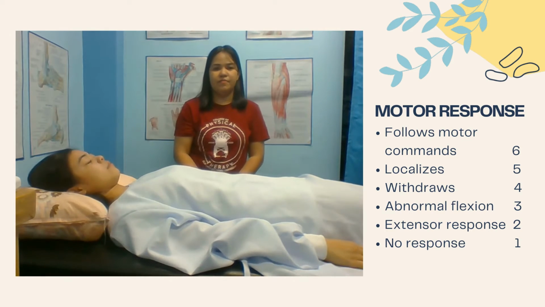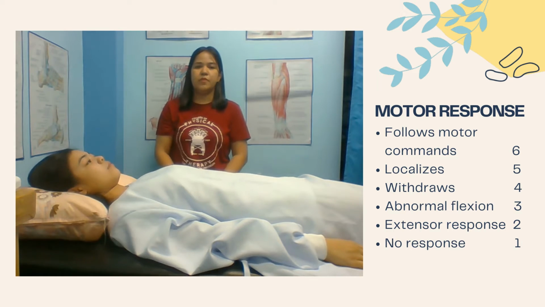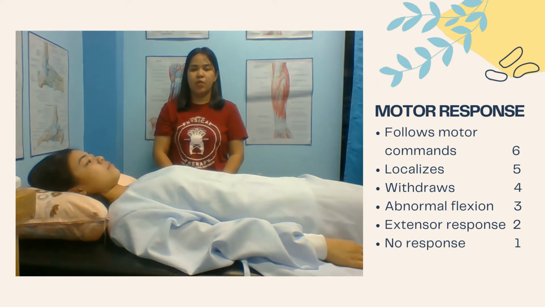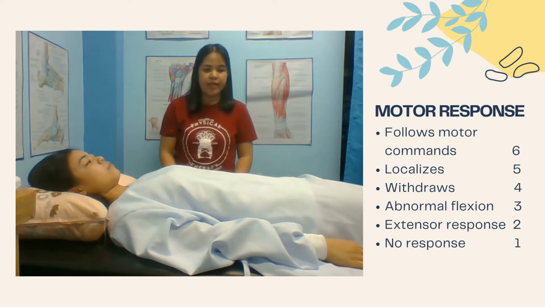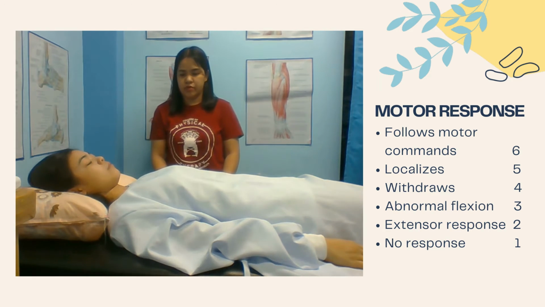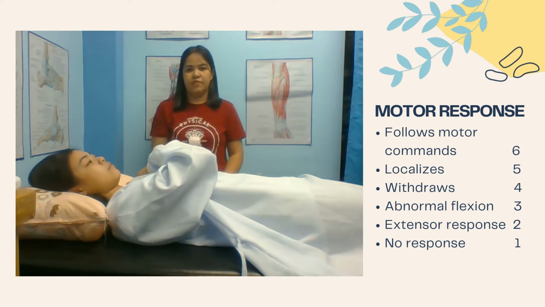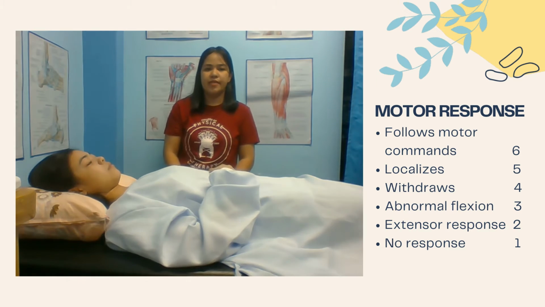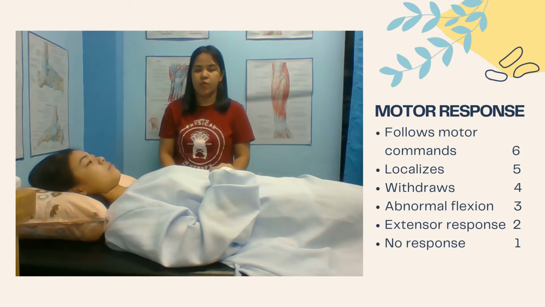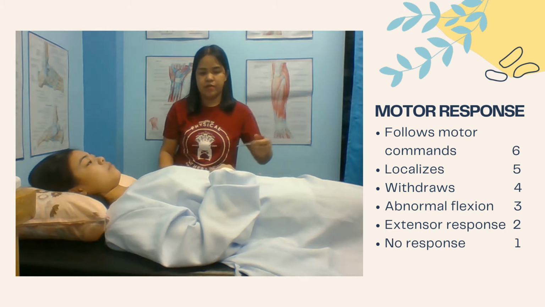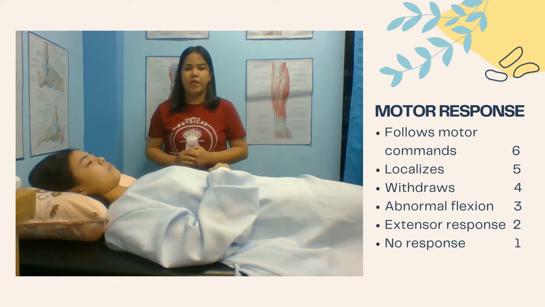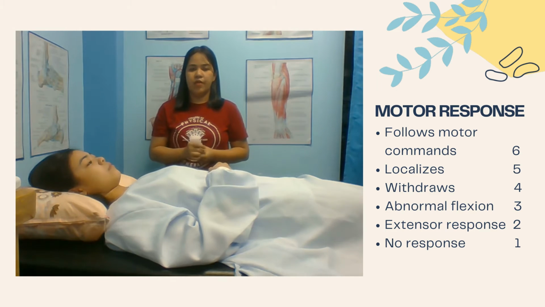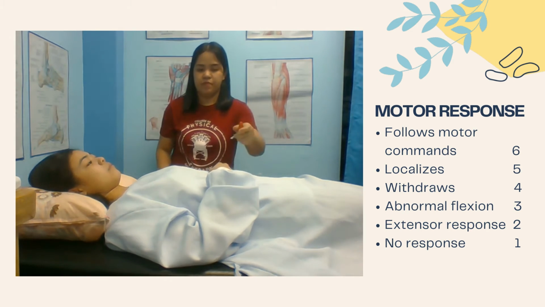Now next, motor response. If the patient follows a command, the score is 6 points. Ma'am, I want you to lift your right hand towards your left shoulder. Very good. If the patient identifies and moves the stimulus away, the score is 5 points. If the patient withdraws from the stimuli or pulls away the stimulated part, the score is 4.